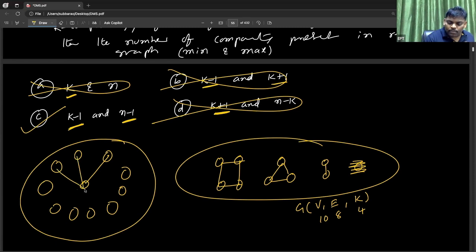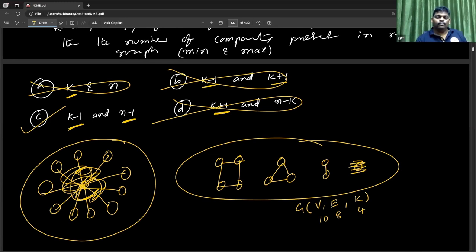One person, if you delete, there may be a chance that so many will come. See, these all will go. These all will go. N minus 1 will come. Sir, the minimum is k minus 1. So that's what I'm saying. See the range. The range will be k minus 1 to n minus 1, or not?